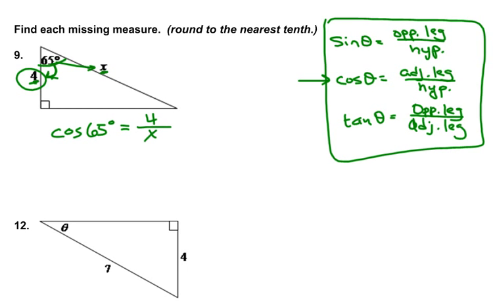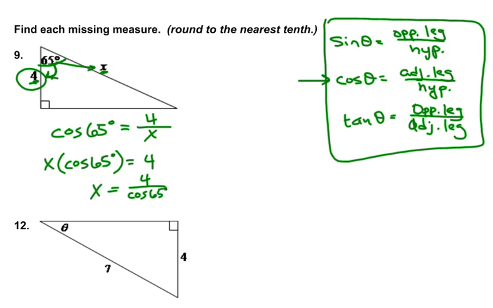Now at this point, we've got our equation set up, and we just have to follow our algebraic rules and use our calculator to find the cosine of 65. Multiplying x from off the bottom, we'll get x times the cosine of 65 degrees equal to 4. And of course, x would be equal to 4 divided by cosine of 65 degrees.